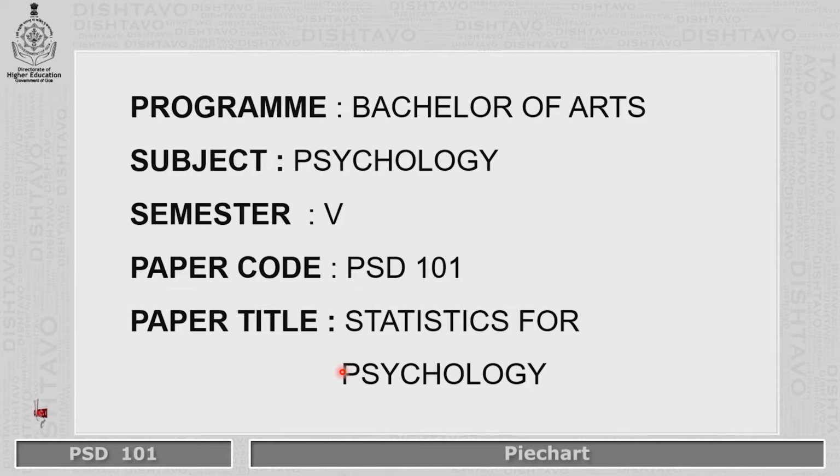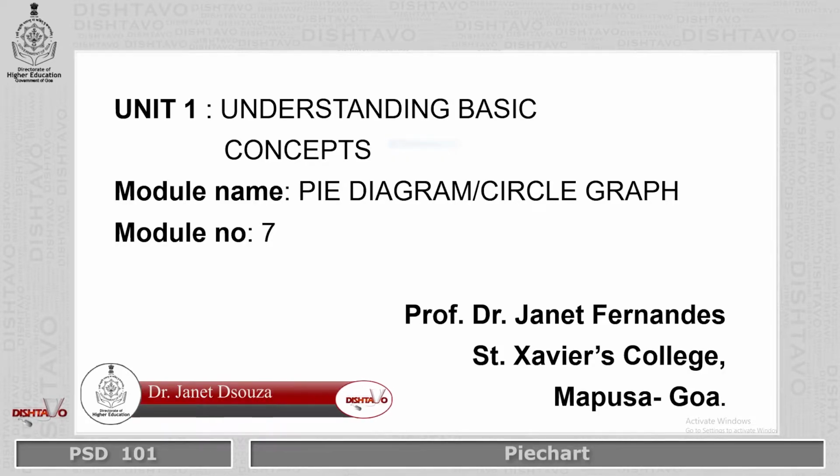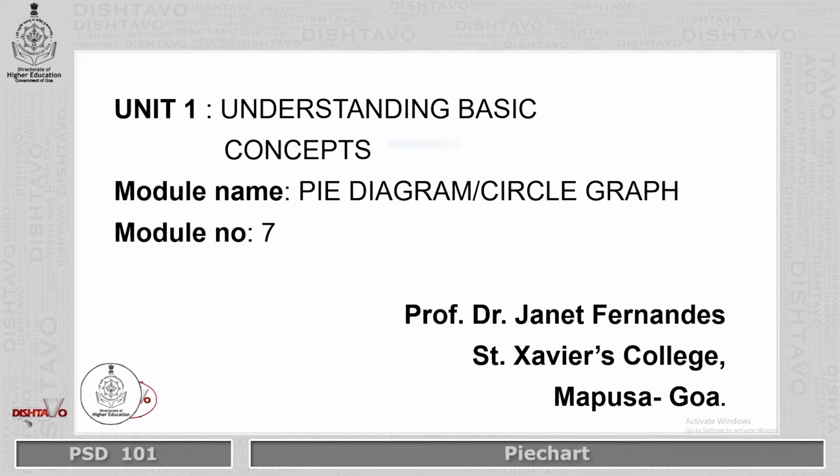I have been with you before, module number 6 dealing with how to construct a histogram, module number 7 teaching you how to construct a bar graph, and today we are going to learn module number 8, how to construct a pie diagram, also called a circle graph.